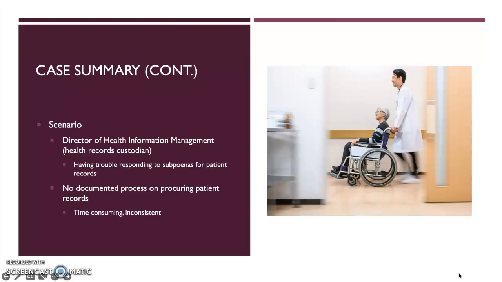For our scenario, we are assisting the Director of Health Information Management, who is the hospital's health records custodian. Currently, they are having trouble responding to subpoenas for patient records because there is no documented process on how to procure patient records. Because of the hybrid nature of the patient charts and lack of protocols or guidelines, the task is time-consuming and inconsistent.